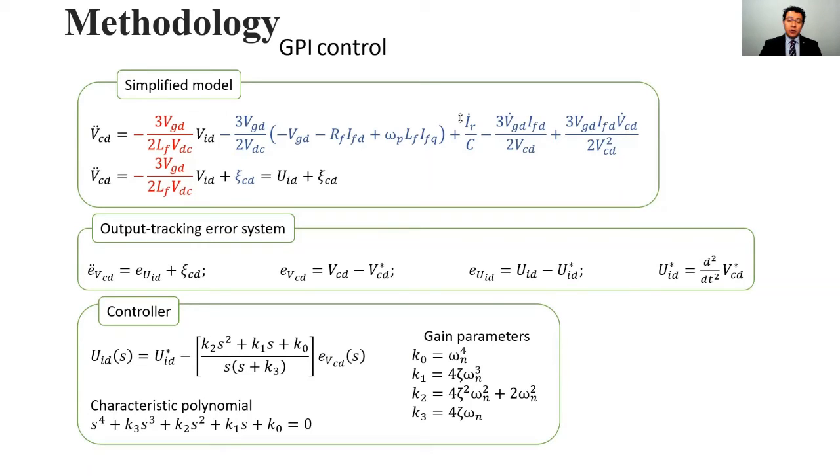Similarly, as we did in the previous cases, we use the simplified system to design a controller, which in this case is a generalized proportional integral controller, to track the desired reference of the DC-link voltage. We implement the GPI controller via its classical compensation network form. From its characteristic polynomial, we can see that to ensure asymptotic stability of the controller, the gain parameters must be Hurwitz.